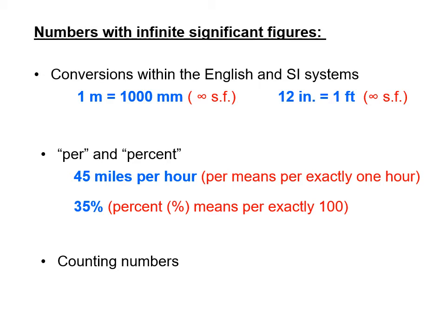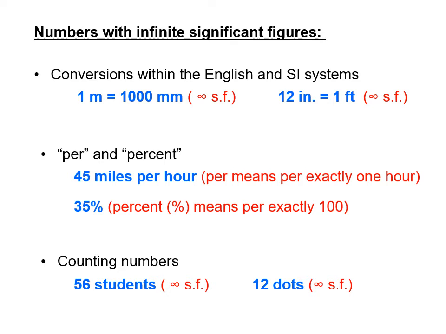And then the last thing that contains infinite number of significant figures is counting numbers. Counting numbers are numbers that don't require a measuring device, they just require counting. No measuring device is needed. So if I say that there are 56 students enrolled in this class, I did not need a measuring device to figure out how many students were enrolled in the class. I counted 56 students. And students are whole things, right? I can't have 56.2 students enrolled in the class.